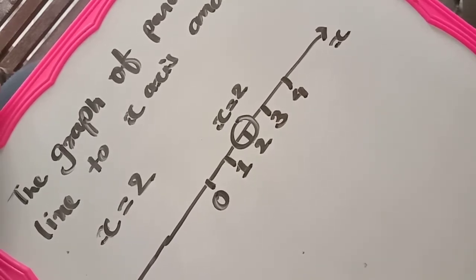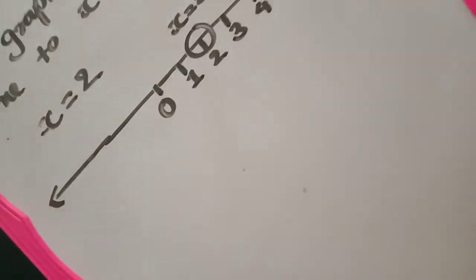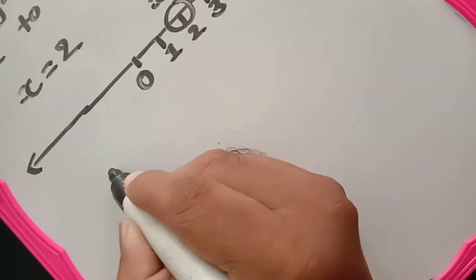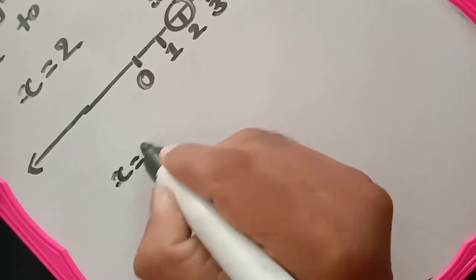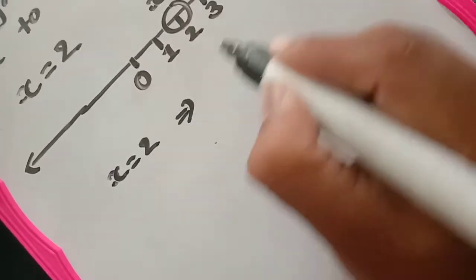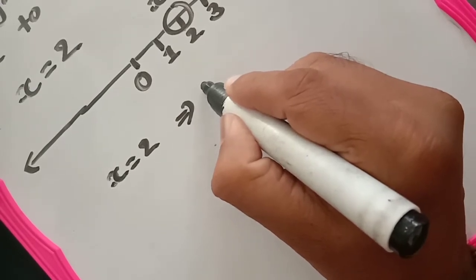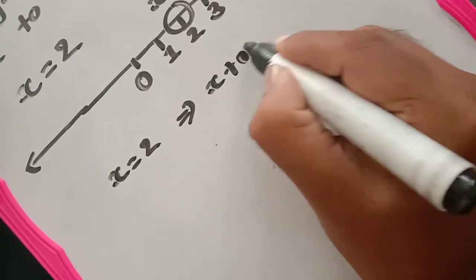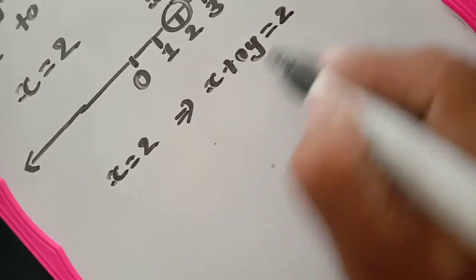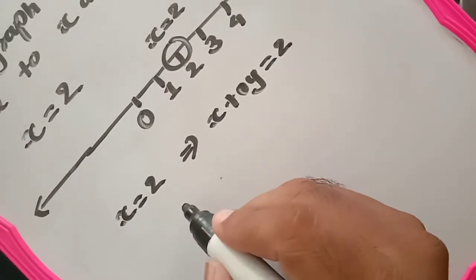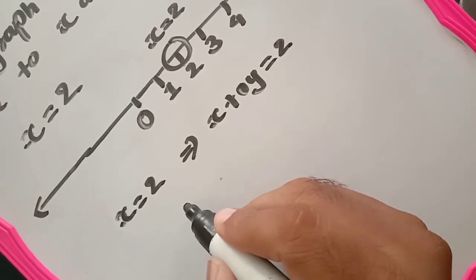But we want to represent the same thing in two dimensions. Then how can we represent it? We know that x equals 2 we write as a linear equation in two variables: x plus 0y equals 2.